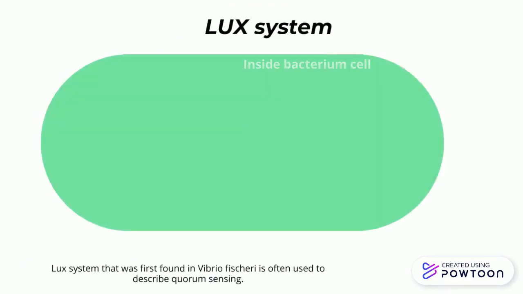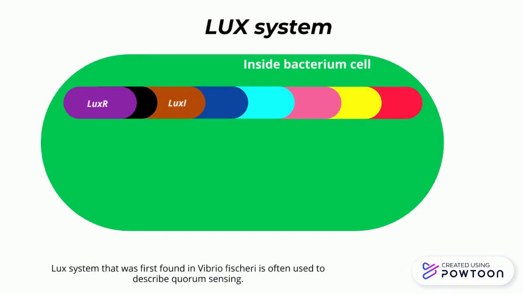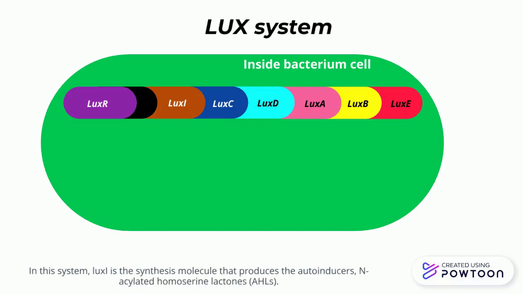The Lux system that was first found in Vibrio fischeri is often used to describe quorum sensing. In this system, Lux-I is the synthase molecule that produces the autoinducers called N-acylated homoserine lactones, or AHLs.